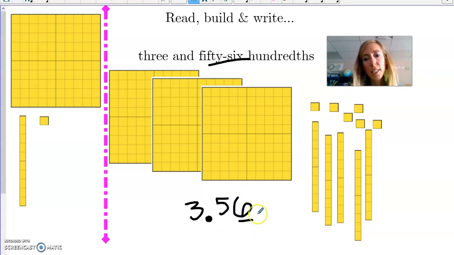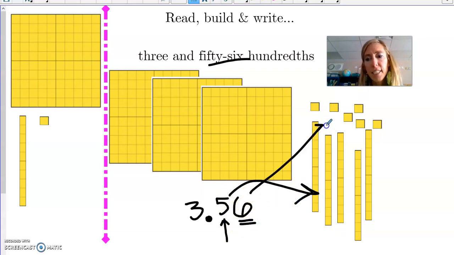See how this is the hundredth spot? There are 56 of those hundredths. Or I could even look at it as 356 hundredths. Yeah, 3 and 56 hundredths. So what's really cool on this decimal number is this 5 is in the tenths place, and I actually have 5 tenths. And then I have 6 in the hundredths, and I actually have 6 hundredths.